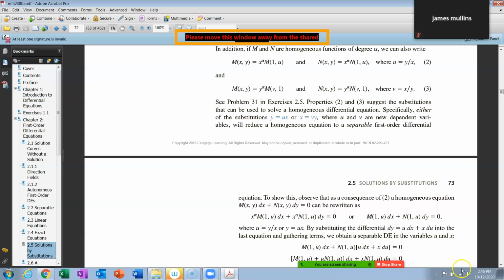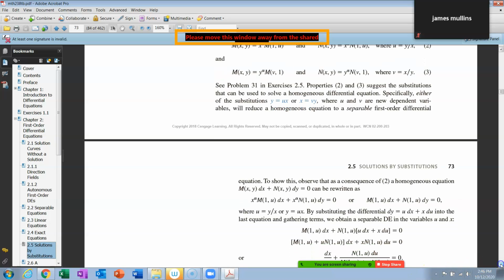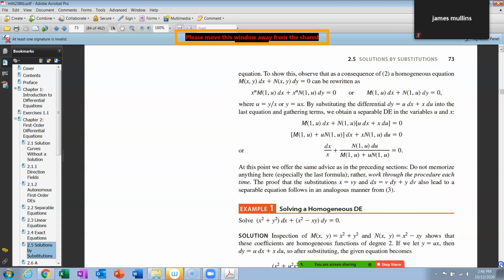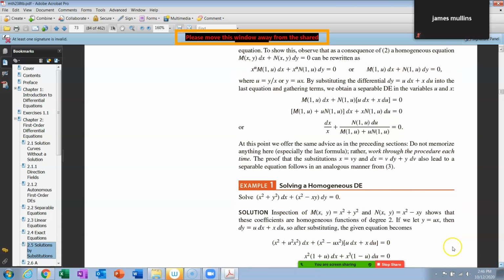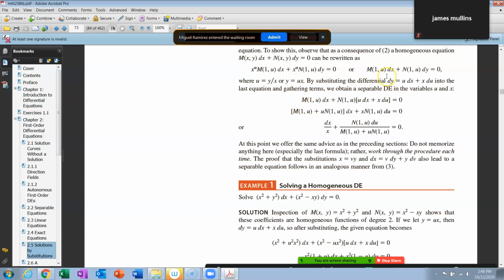n, I'm going to have to scoot down a little bit. I keep dragging that other thing up here, the toolbar, inadvertently. So you're plugging this in for y equals ux. So dy is equal to u dx plus x du, and insert that in here.